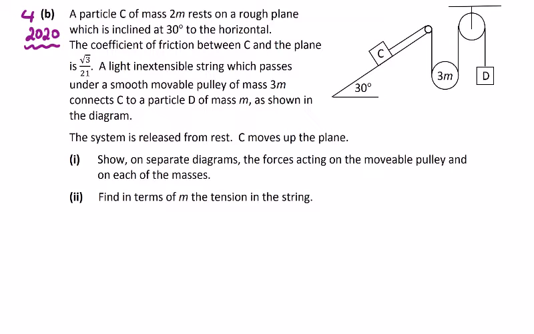This is the 2020 Connected Particles, question 4b. A particle C of mass 2m rests on a rough plane which is inclined at 30 degrees, so we have μR involved here. We're told the coefficient of friction is root 3 over 21. This μ is equal to root 3 over 21.